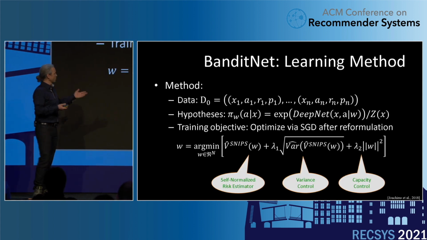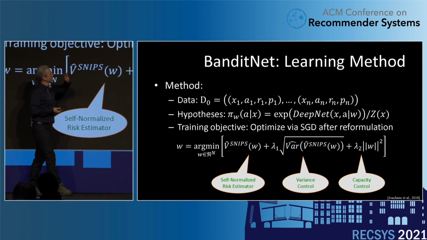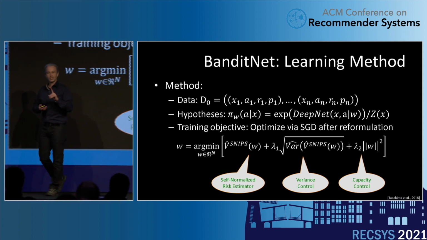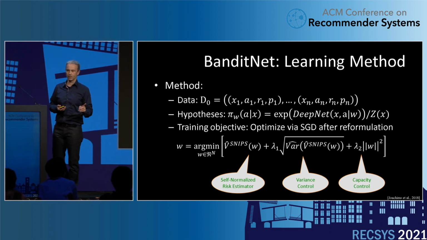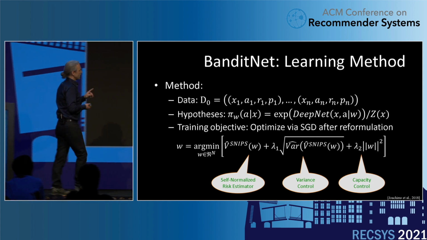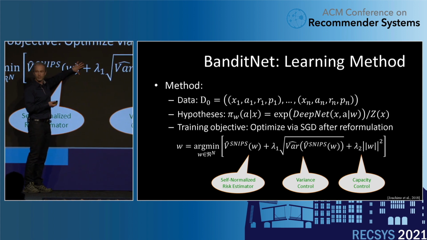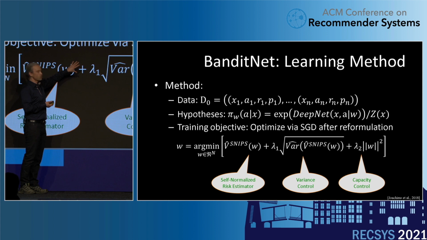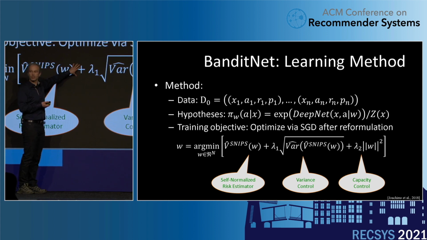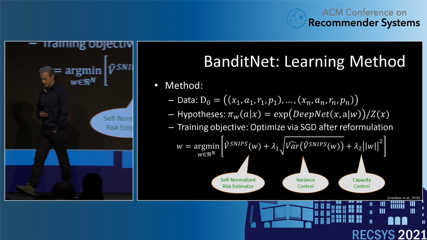So again, same principle. We want to use SNIPS, the variance of SNIPS. The difficult part is how to optimize this thing. And for deep networks, we really want to use stochastic gradient descent. But you can actually reformulate this problem equivalently into a sequence of optimization problems that gives you the same solution as the SNIPS solution. And then you can use stochastic gradient descent. So you can do that as well. Now, I'm not going to go into the details there.